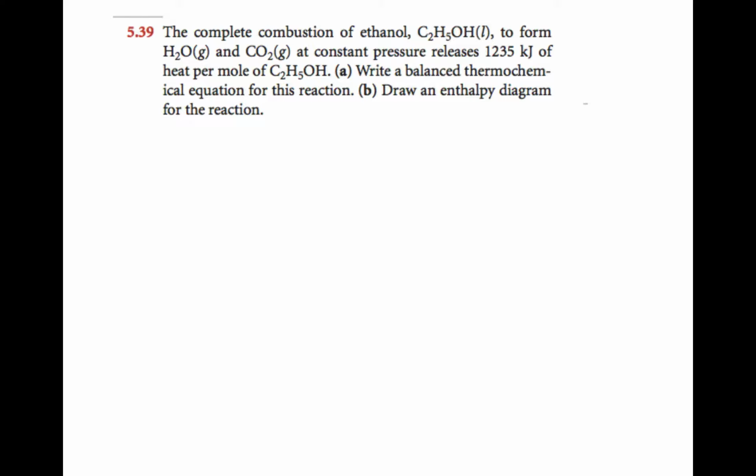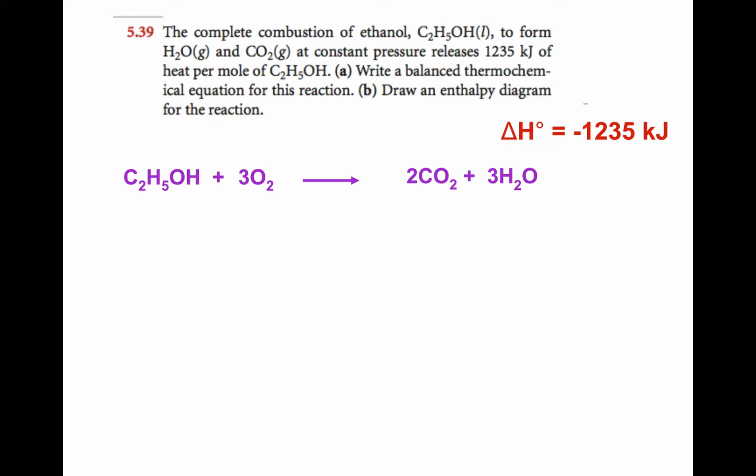Draw an enthalpy diagram for this. An enthalpy diagram. All right, so this is the thermochemical equation. A thermochemical equation is a chemical equation, and along with that, you show what heat is absorbed or released during the reaction by having a delta H. The little naught stands for standard conditions. So this reaction releases 1,235 kilojoules. All right, so they want this written as an enthalpy diagram.